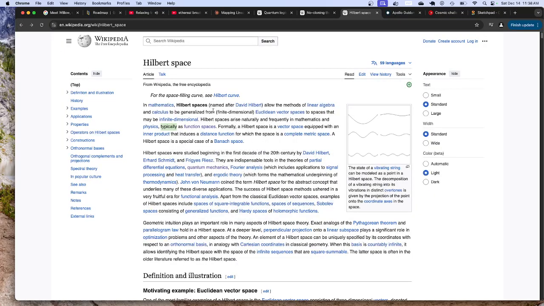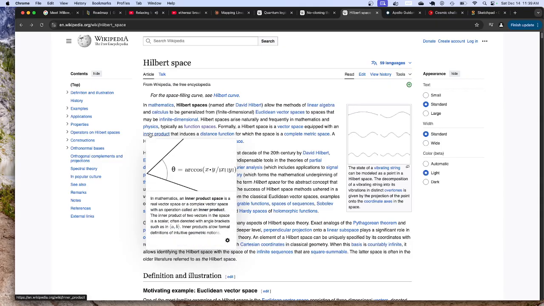So a Hilbert space is a vector space equipped with an inner product that includes a distance function for which the space is a complete metric space. Wow, okay. Equipped with an inner product. The inner product is a real vector space or complex vector space with an operation called an inner product. The inner product of two vectors in the space, often denoted with angle brackets. Inner products allow formal definitions of intuitive geometric notions.